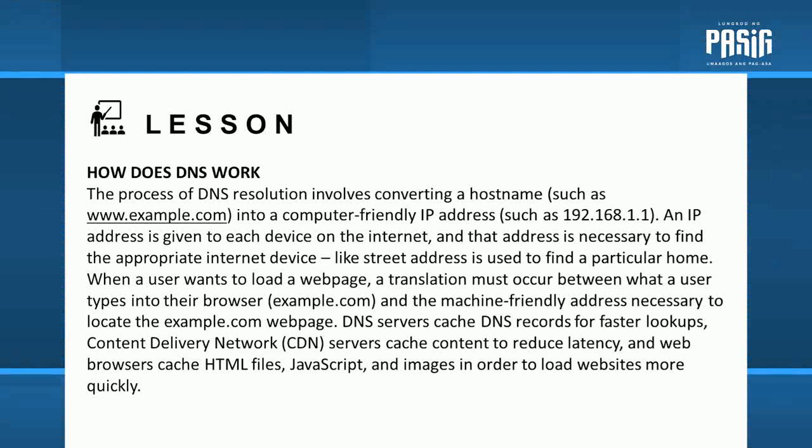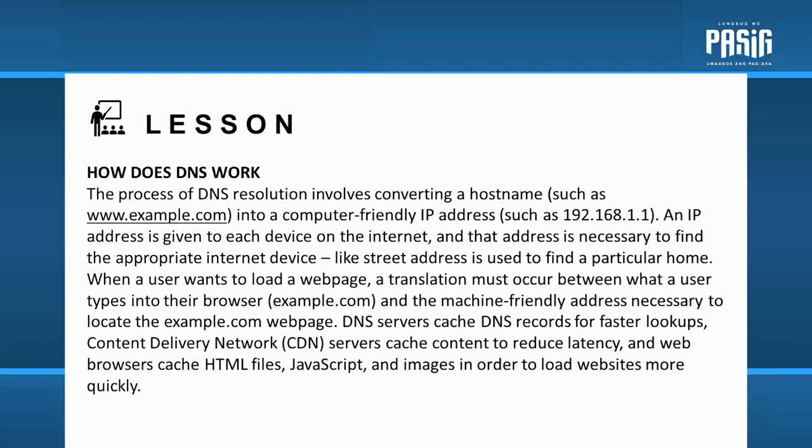An IP address is given to each device on the Internet, and that address is necessary to find the appropriate Internet device. Like a street address is used to find a particular home, when a user wants to load a web page, a translation must occur between what a user types into their browser, example.com, and the machine-friendly address necessary to locate the example.com web page.